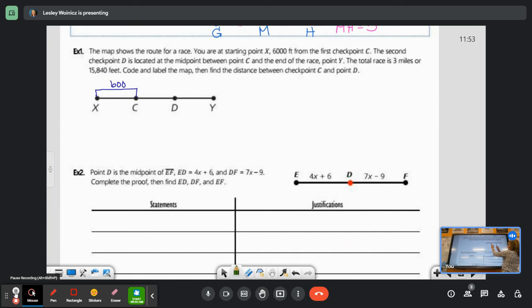So D is not the midpoint for the whole thing, but it's the midpoint for this chunk right there. So what can we put on our picture to show that? I'm just talking about the little marks. Yeah, the little ticks. So we're just going to put ticks to show that these are the same.